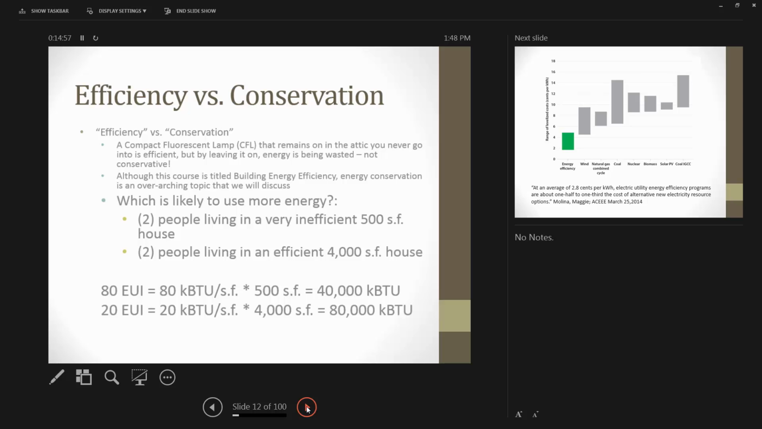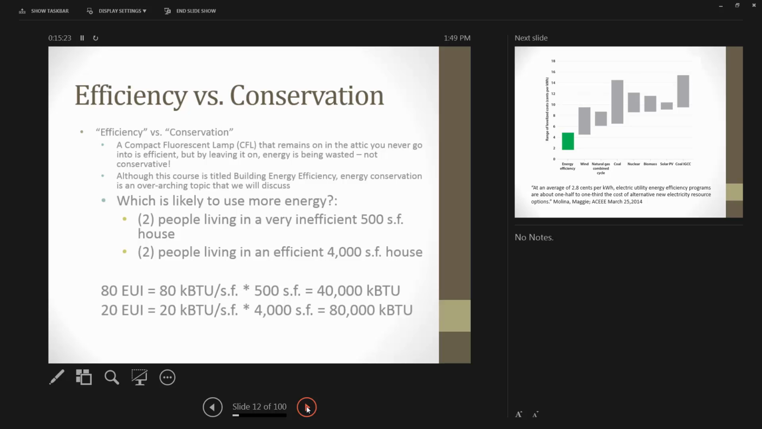And so if you've got a 500 square foot house that is very inefficient and has an energy use intensity of 80, so you're at 80 kilo BTUs per square foot times 500 square feet. Annually it's using 40,000 kilo BTUs.